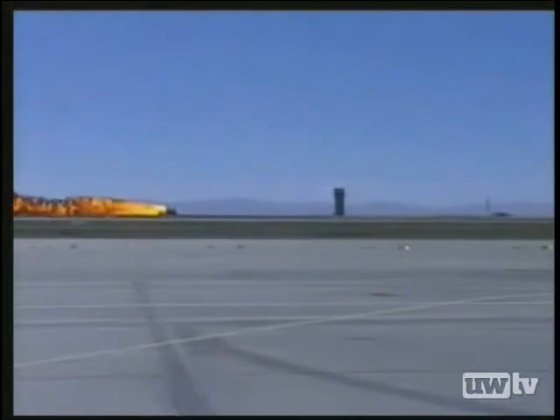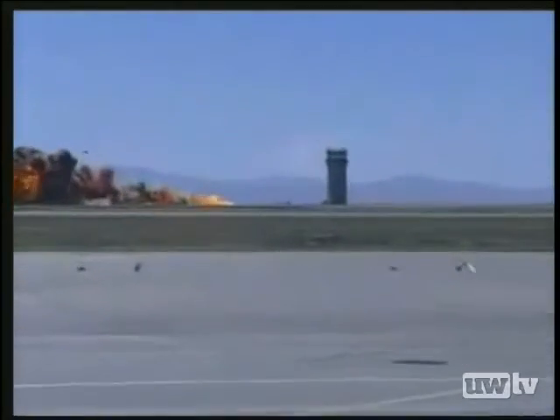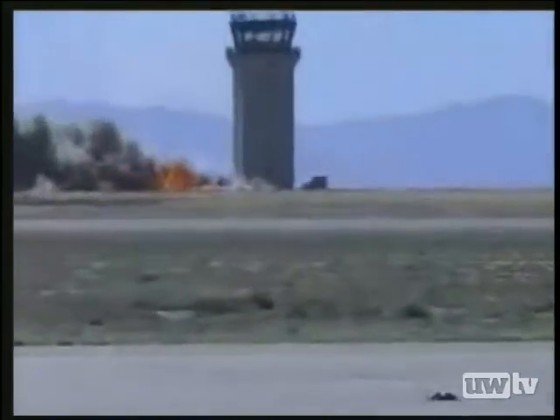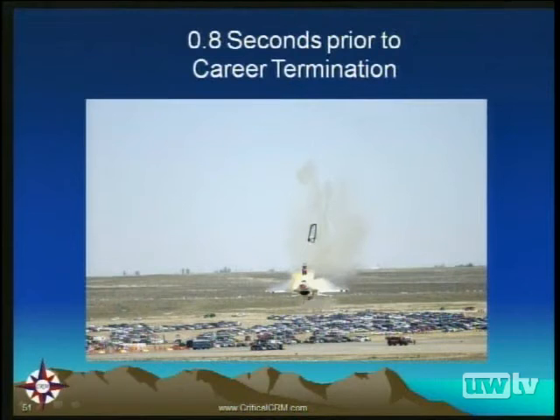Ouch. The good news is, to lift the suspense, nobody got hurt. The pilot actually ejected just before impact, and this picture is actually a picture taken from the ground. It looks like the airplane is actually going to land in all these cars, and as it turns out, he didn't hit anything. And I think he got some cuts and scrapes and bruises, and of course, the title to the slide is 0.8 of a second before career termination, because after that point, he was done. No more Air Force.